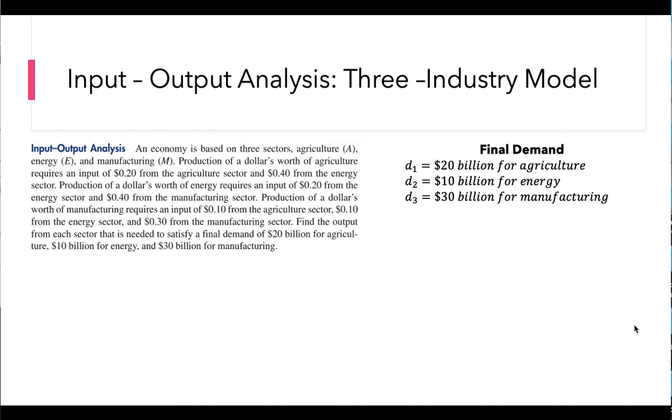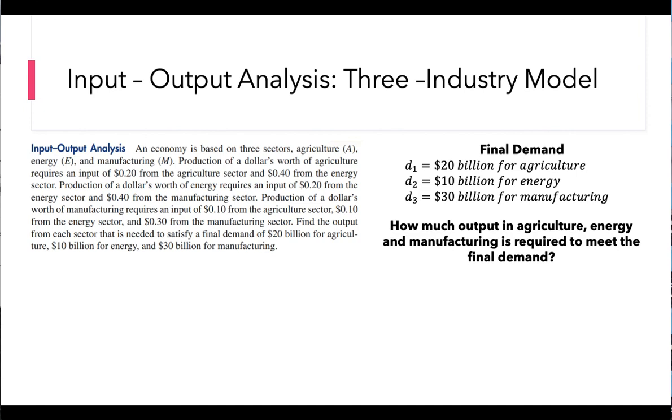So the demand that is required is $20 billion for agriculture, $10 billion for energy, and $30 billion for manufacturing. What are we being asked for? How much output in agriculture, energy, and manufacturing is required to meet this final demand? The first thing you're going to need to do is create that technology matrix. Let's do that together.